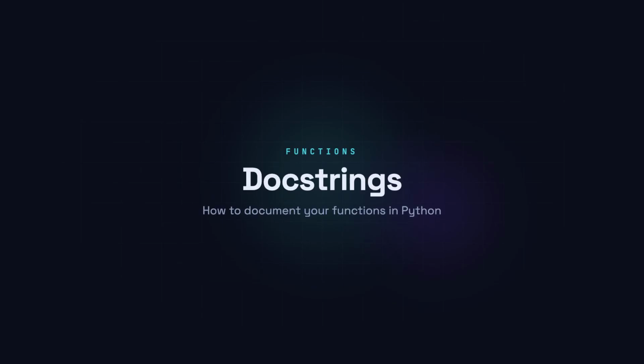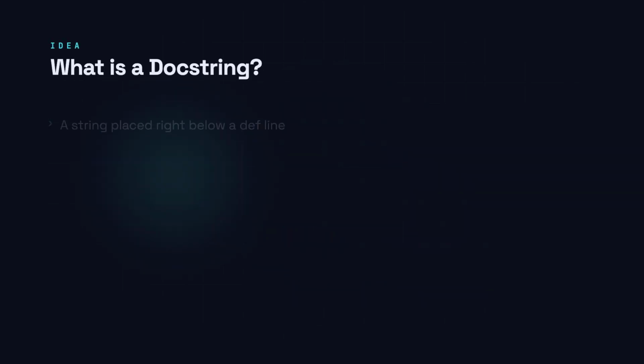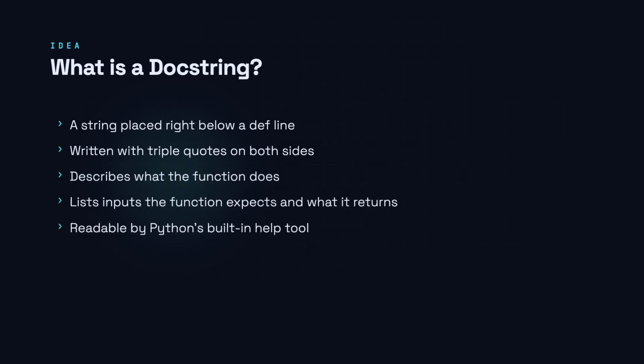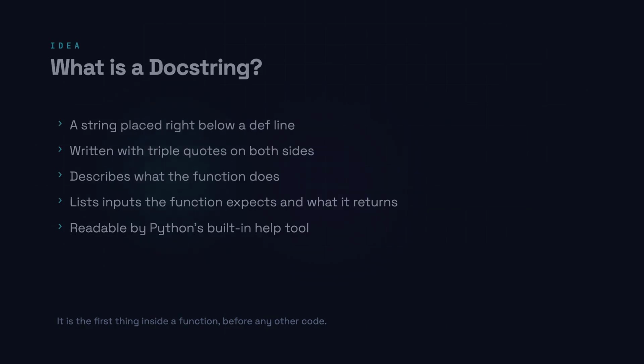In this video we look at docstrings, a simple way to explain what your Python functions do, right inside the code itself. A docstring is just a special string sitting at the very top of a function. It documents the function so that you and others can understand it at a glance.